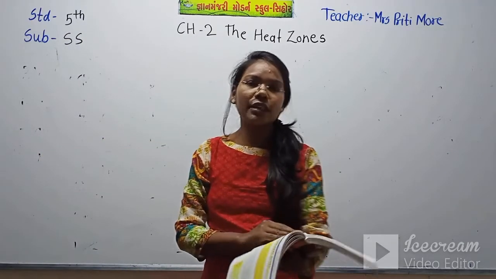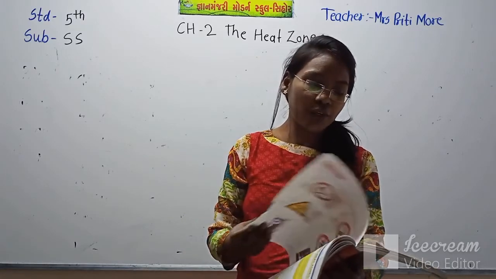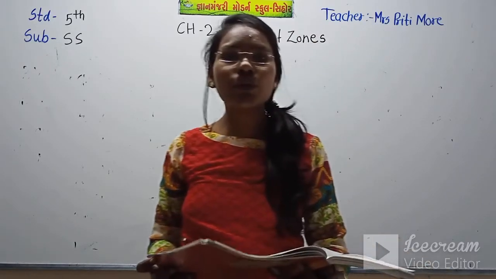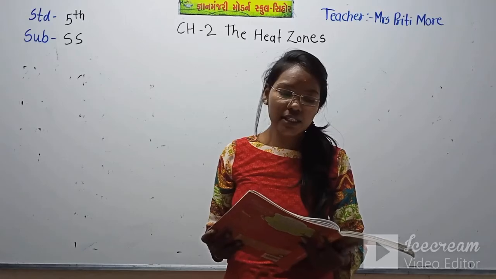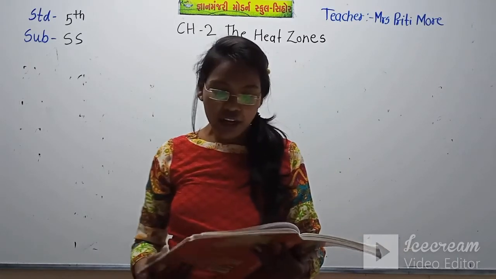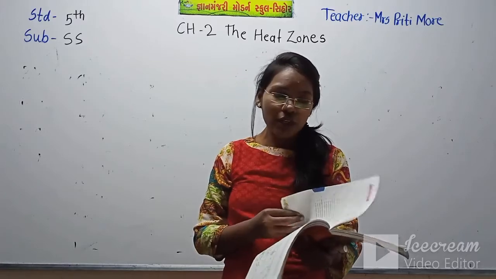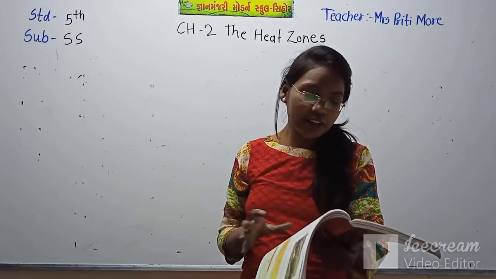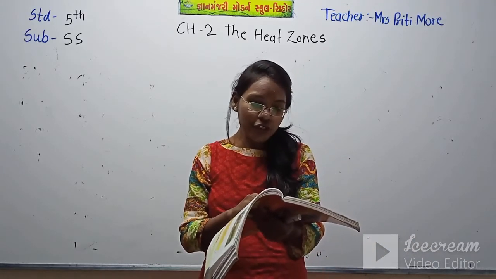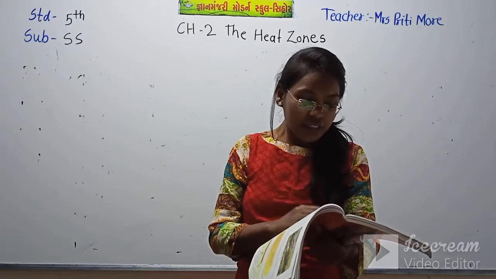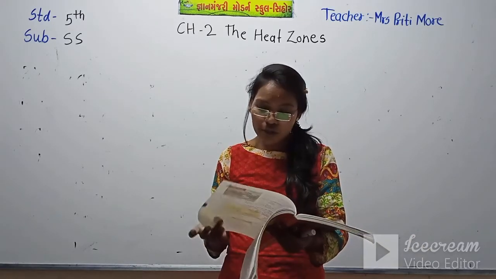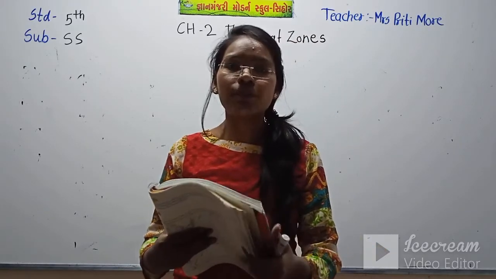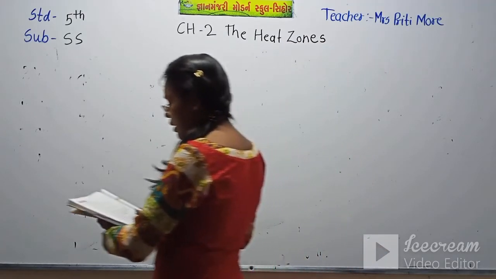We have completed the objective exercise of chapter 1, the using of globe and maps. Today we are going to complete the objective exercise of chapter 2, the heat zone. We have seen the meaning of heat zone, and that the planet is divided into 3 parts: torrid zone, frigid zone, temperate zone. This we have seen with the diagram also. Now it's time to complete the objective exercises of this chapter.